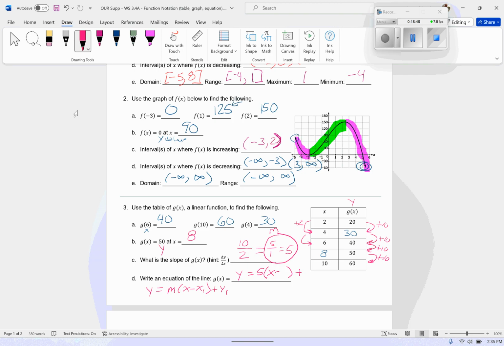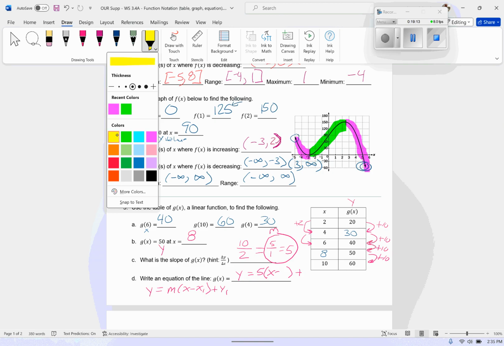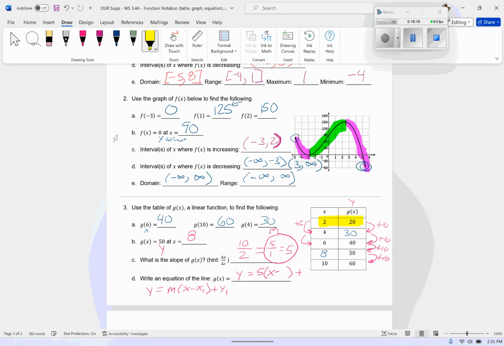Okay. All right. Watch this. So I can take 2 and 20 and plug it in here and here. I can take 4 and 30, plug it in here and here. I can take 6 and 40, 8 and 50, or 10 and 60. It doesn't matter. Your answer is going to be the same. I mean, it's going to look different, just because you chose 2 different points. So I am going to pick that point to plug in. Okay? So I'm going to go y equals 5 times x minus 2 plus 20. And that's my equation of that line.